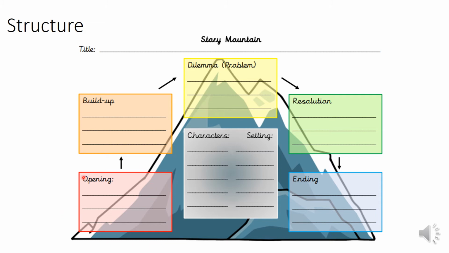So this first box here at the bottom, the red one, is the opening. Then we move on to the build-up. Then we go on to the dilemma or the problem, so what happens in the book. And then the resolution. And the resolution is how was that solved? And then we move on to the ending.